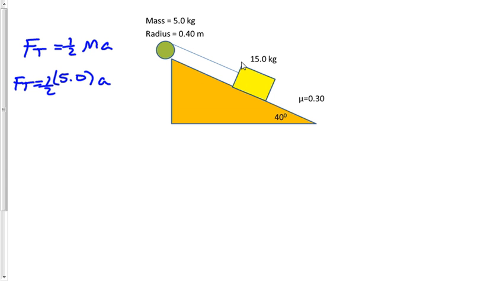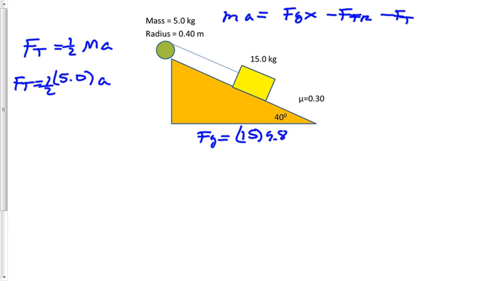Now what about the box? Well, in the box, we haven't done inclines in a while, so let's kind of talk about it a little bit. So we'll have mass times acceleration for the box, meaning the net force, is then going to equal force gravity x minus force of friction minus force of tension. So why don't we get the weight of the box right now? So the force of gravity acting on the box is then going to be equal to 15 times 9.8, which equals 147 newtons.